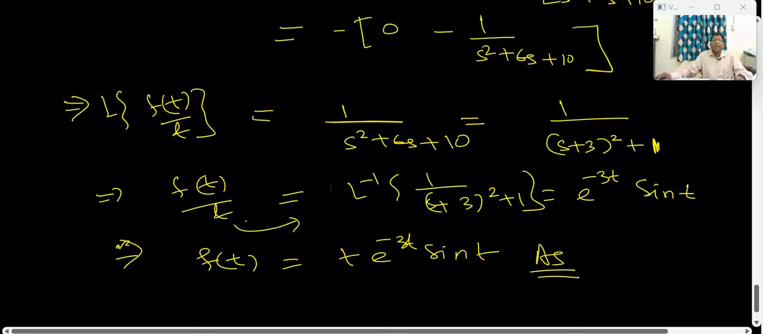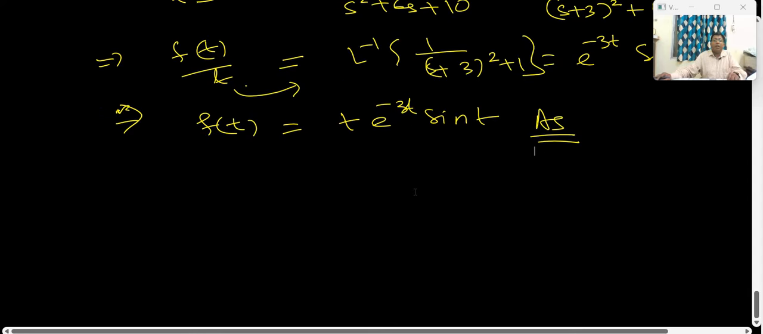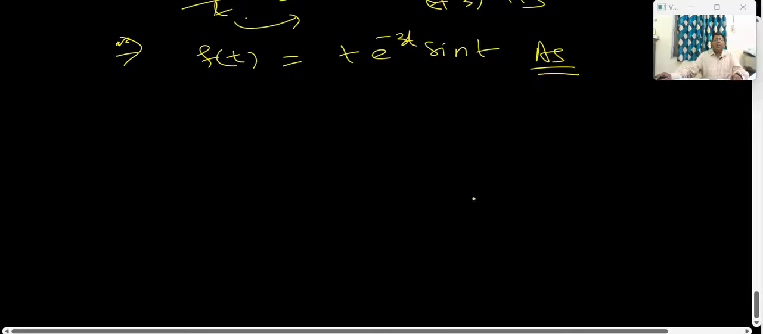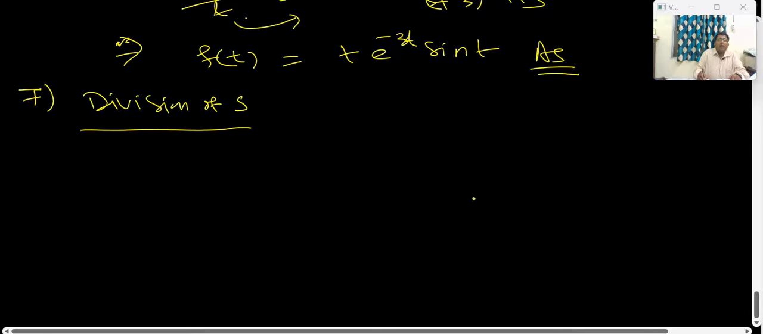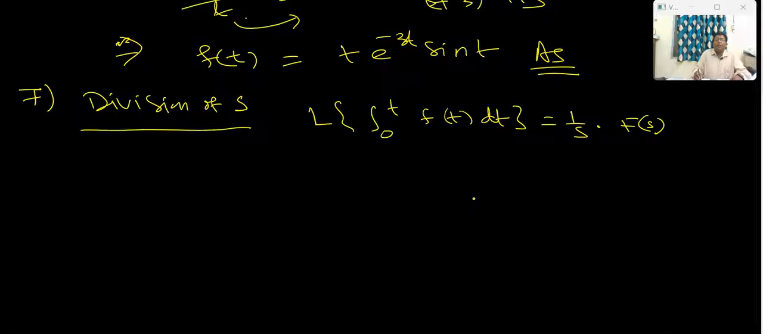The video is getting lengthy, so I will just tell you one more aspect. If t is divided, then it is integration. Similarly, if it is division of s, now it is the seventh aspect to find the inverse, the division of s. One formula I will tell you here: L of integral 0 to t f(t) dt is 1 by s times F(s), right? If s is divided here with F(s), then you find the inverse Laplace transform.